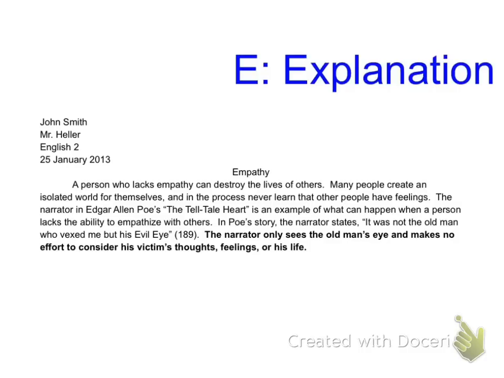The explanation is my opportunity to offer my interpretation of the link and use that interpretation to prove the main idea. The narrator only sees the old man's eye and makes no effort to consider his victim's thoughts, feelings, or his life. So here is the L. Here is the explanation of that link. And together, they prove the main idea.